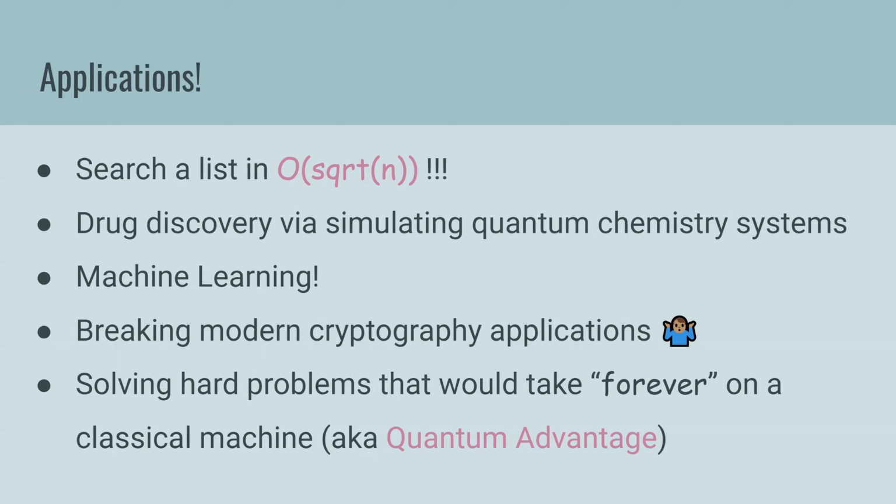And the other two that I mentioned are breaking modern cryptography, and the really interesting one, solving hard problems that would normally take forever on a classical machine. We're not going to really go into that today, but that's normally the example people give when they talk about quantum computers. This term right here, quantum advantage, is often called quantum supremacy.